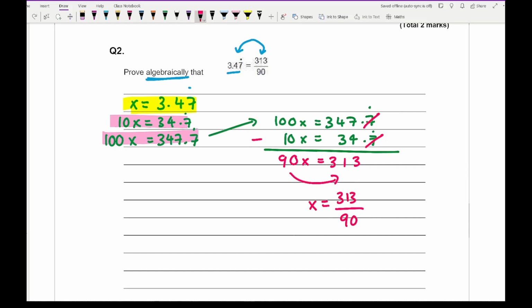Then it's just a case of trying to work out whether this does simplify, and it doesn't. So there is my final answer. Well, actually, in fact, that's what it's asked me to prove. And there I've done it algebraically.